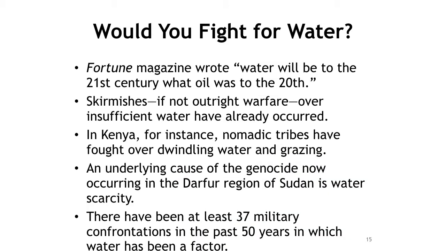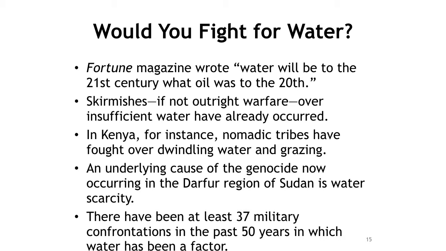Many environmental scientists have warned that water shortages could lead to wars between nations. Fortune magazine wrote, "Water will be to the 21st century what oil was to the 20th." With 1/3 of all humans living in areas with water stress now, the situation could become much worse as the population grows and climate change dries up some areas and brings more severe storms to others. Already we've seen skirmishes, if not outright warfare, over insufficient water.